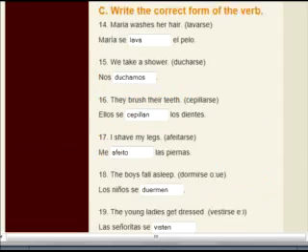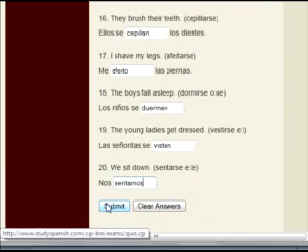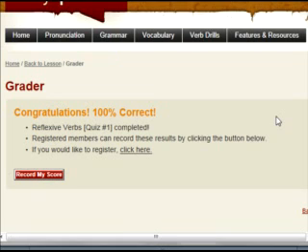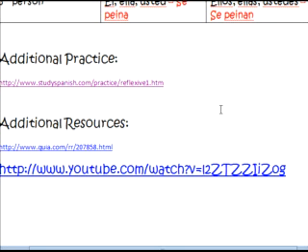And if we got them all right, hopefully we did, we'll get 100%, and we did. So congratulations to you if you got all those right. And again, there's your additional resources if you need to see those. I encourage you if you feel like you need some more practice. Hope this has helped, and we will see you in the next lesson.